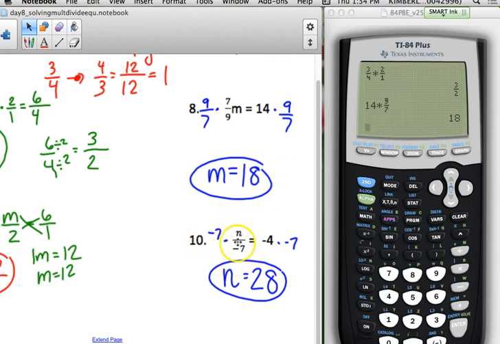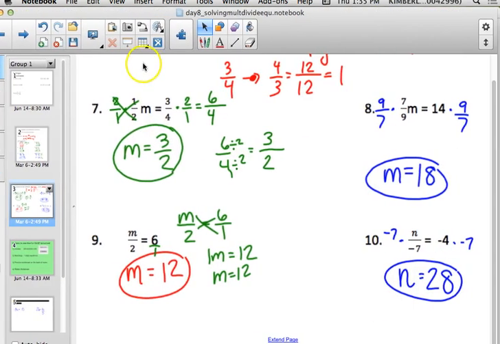Alright, on 10, they were dividing by a -7, so the opposite of dividing is multiplying, so I multiplied by a -7. I did it to one side, so I did it to the other side, so then I had -4 times a -7, negative times a negative is a positive, and then 7 times 4 was 28. So again, that's how I did number 10.